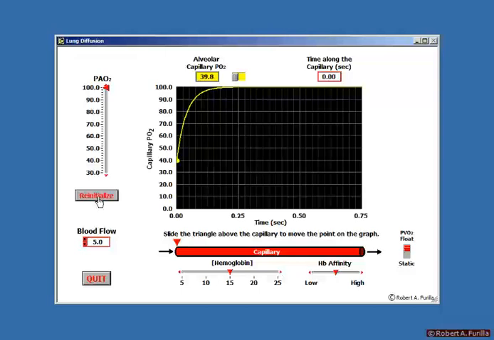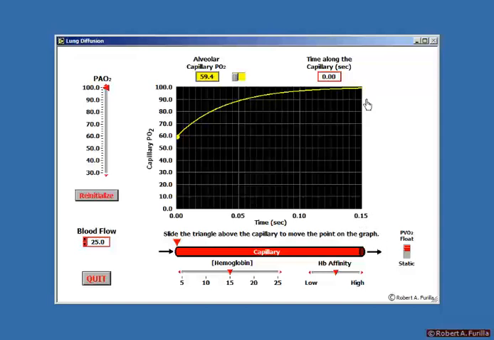Let's increase the blood flow. So let's bring this up to 25 liters per minute. This would be a very fit individual. Most of us could not reach 25, but a very fit athlete could. Now it took only 0.15 seconds to make it through the capillary.